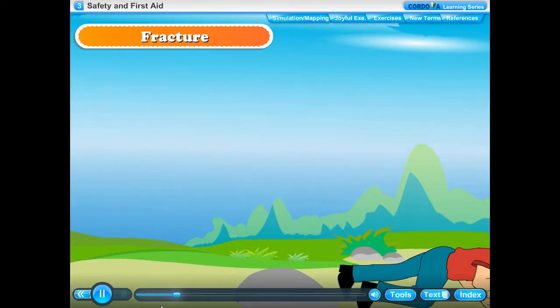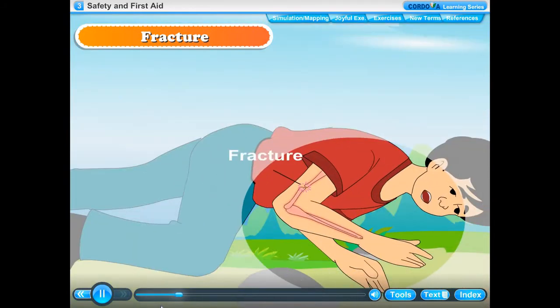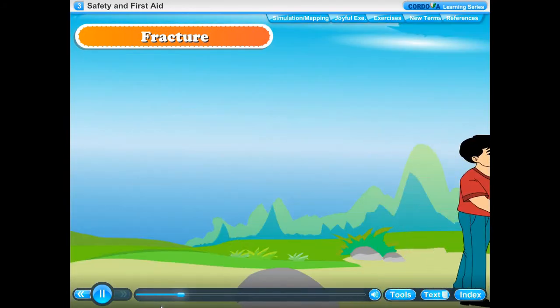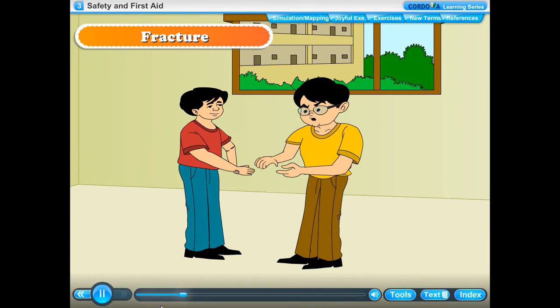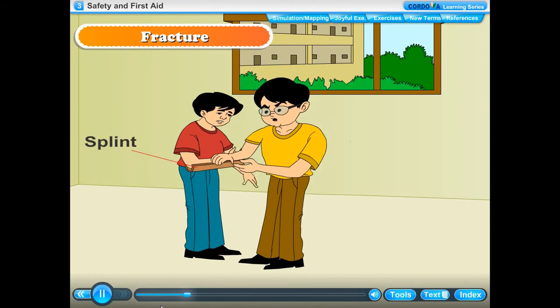Fracture. Fracture is a crack or break in a bone. Take a magazine, piece of cardboard or wood or a pillow and tie it around the fractured part. This acts as a splint. This prevents movement of the broken bone. When a bone of the hand is broken, make a sling using a cloth or a bandage. The sling gives support to the arm and prevents its movement.